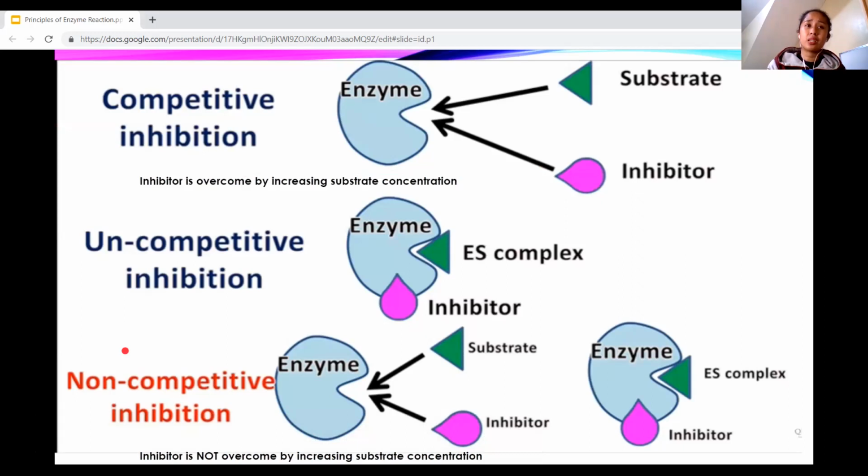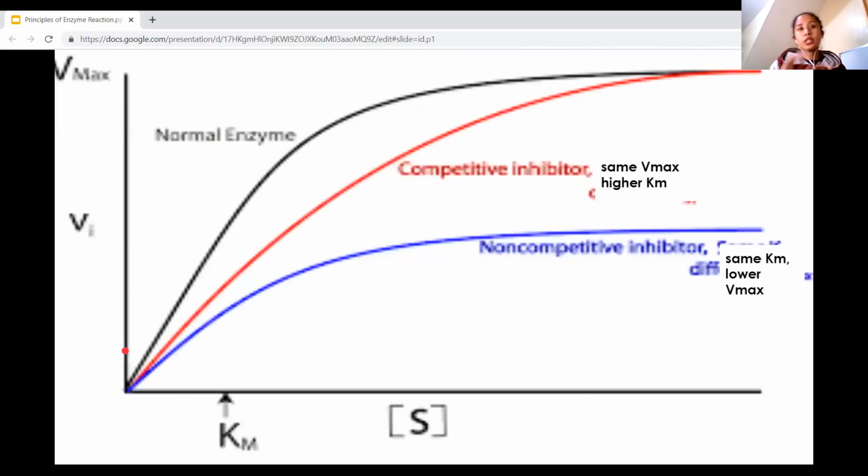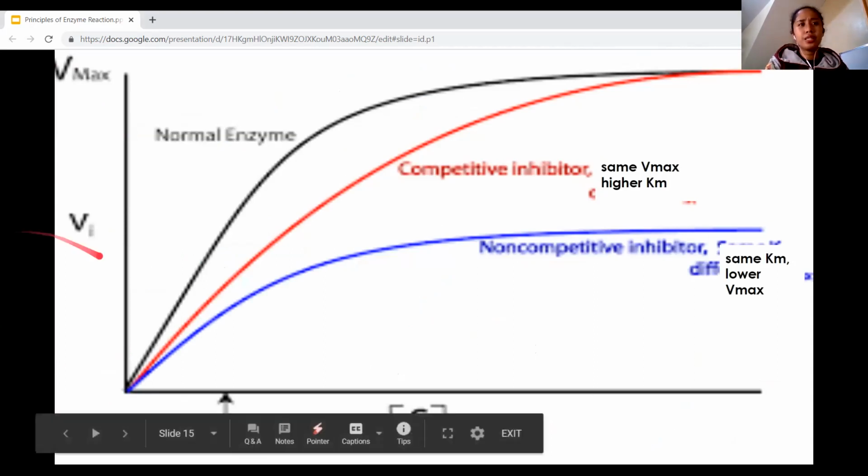And we have uncompetitive inhibition. When we say uncompetitive inhibition, class, the inhibitor attaches at the ES complex. If you look at your mechanism, it's easy, class. This is your normal enzyme chemical reaction, right? This is the first order kinetics, and this is the zero order kinetics.